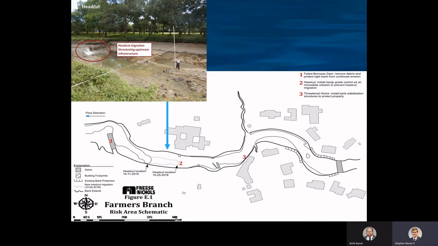So now that Dam 3 is not holding the grade anymore, the downcutting is expected to migrate upstream towards Dams 2 and 1. In the upper left picture, we show the data collection that we were doing after the dam had failed, but it also shows the head cut migrating. As mentioned in the pre-recording, the head cut had migrated 125 feet in 2 weeks. So that's a very fast-moving head cut.